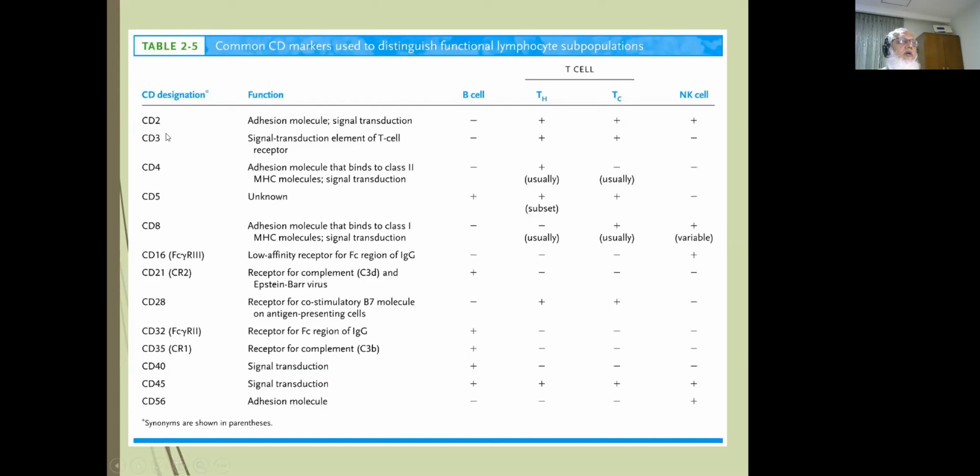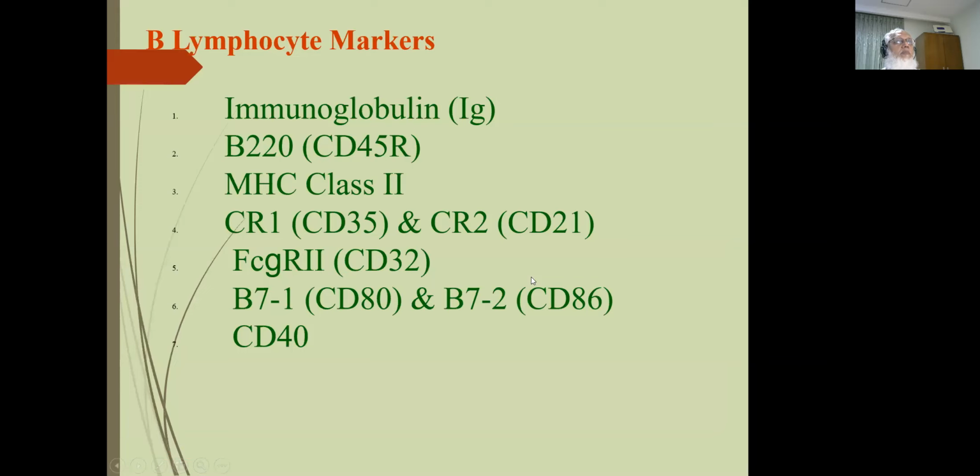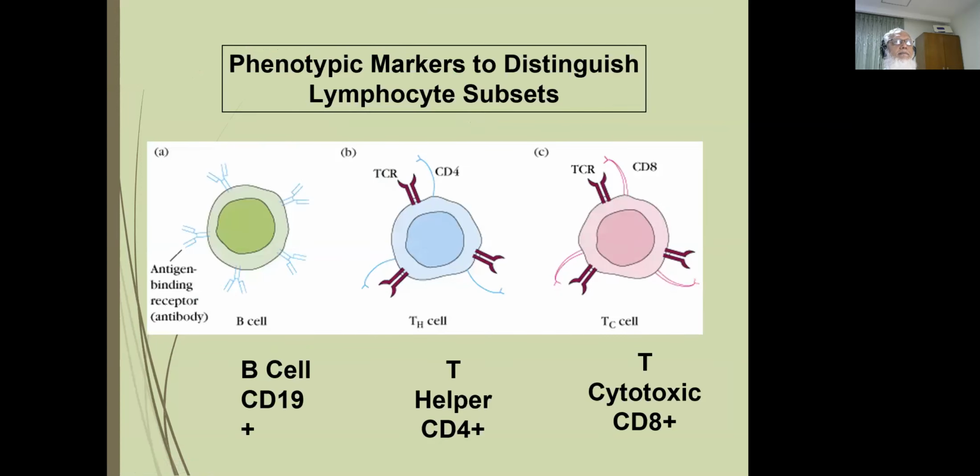You can see here from CD2 to CD56. And commonly you see CD4, you all know T helper cell, CD8, cytotoxic T cell, and CD28. You can just go through this at your own time. B lymphocyte markers, surface immunoglobulin is a marker. MHC class 2 is also a marker. Fc gamma receptor 2, B7, CD14, 40, all these are markers of B lymphocyte.